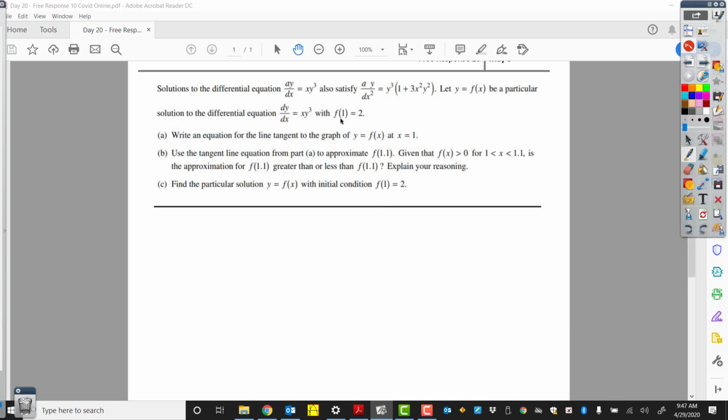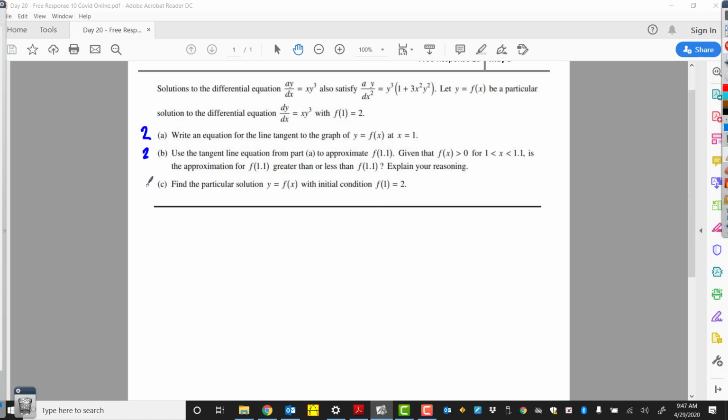Now, you've been keeping count in your head, and you notice we have 2, 2. That means we only have one more part. This is actually 5 points right here, finding the particular solution. And you'll notice any of these differential equation problems usually have the most points at finding the particular solution. So this just becomes a general integration problem. Separation of variables, all of that good stuff.